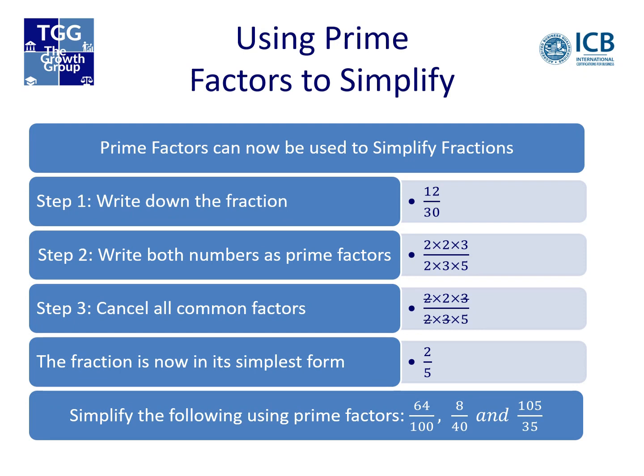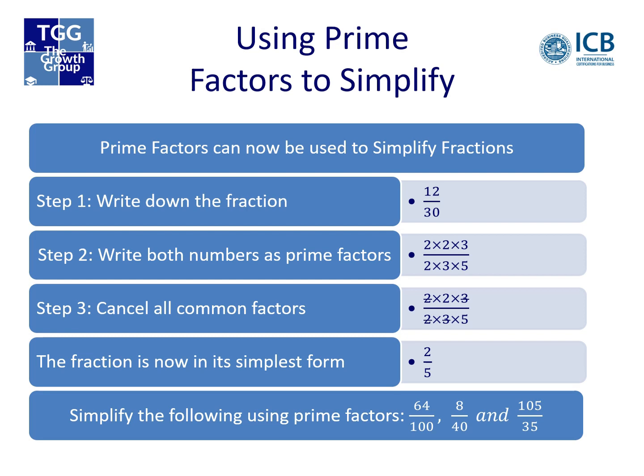We can now use the prime factors to simplify fractions. What do we do? First thing we do is we write down the fraction. In this case, 12 over 30. Step 2, we write both the numbers in their prime factor form. So 12 we know is the same as 3 times 4. 3 is a prime number, but 4 is not. So we will write that as 2 times 2 times 3.